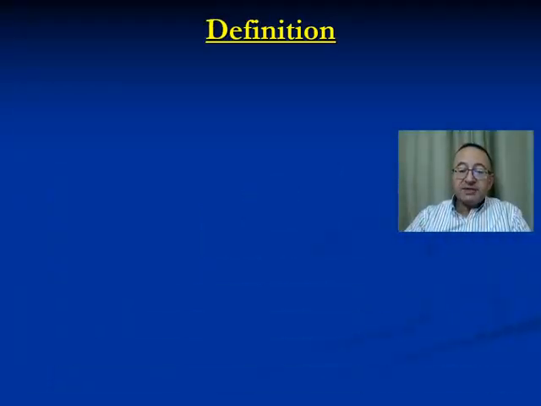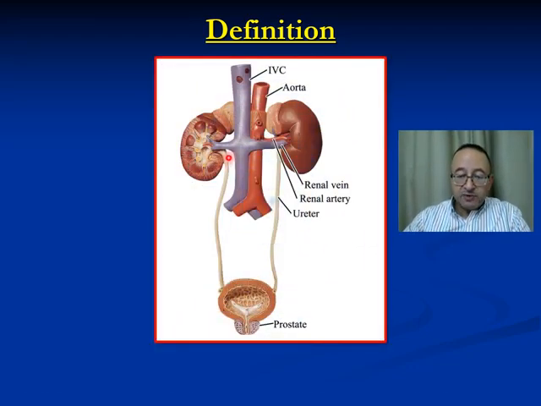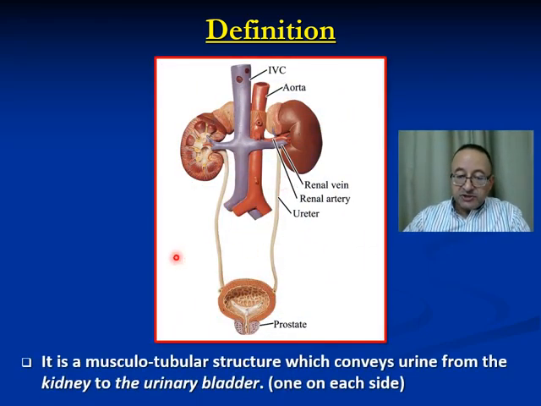Now, what's meant by the ureter? As we see here in the picture, it is just a tube that conveys urine. So it is a musculotubular structure which conveys urine from the kidney, which is the site of production of urine, to the urinary bladder, which is the site of reservoir of urine.